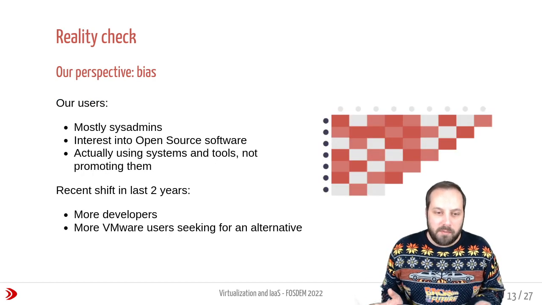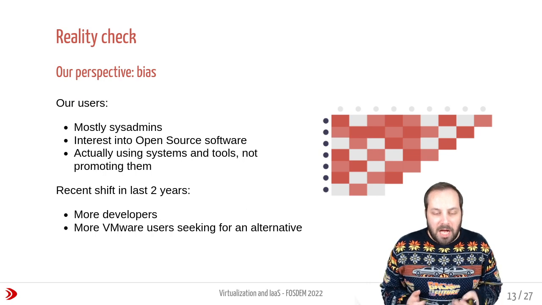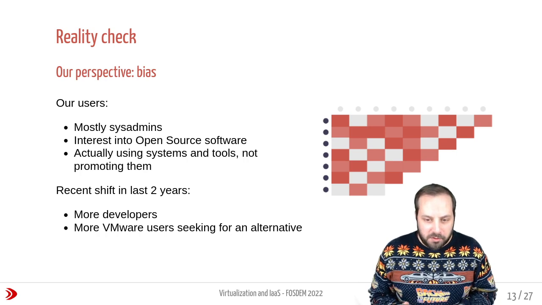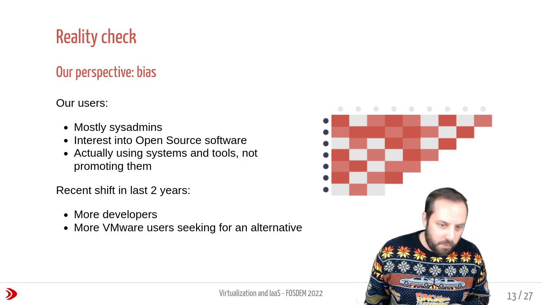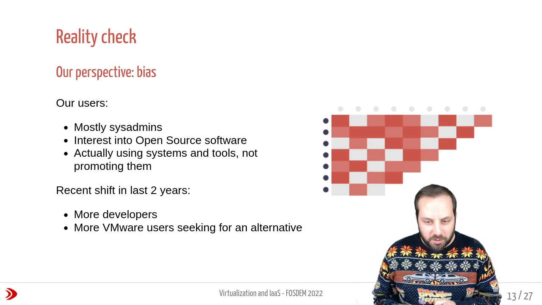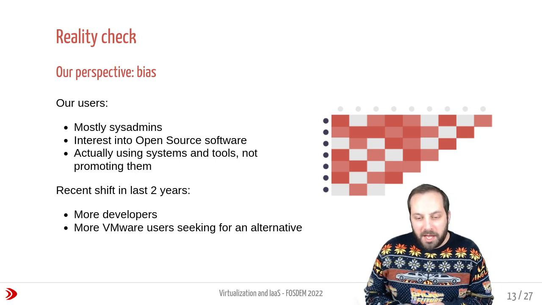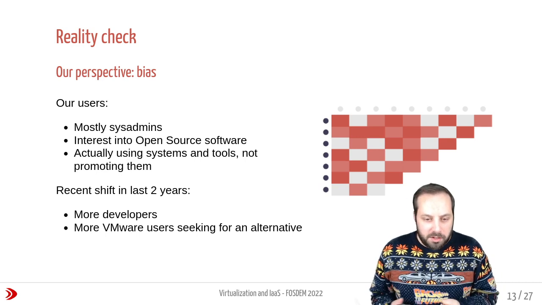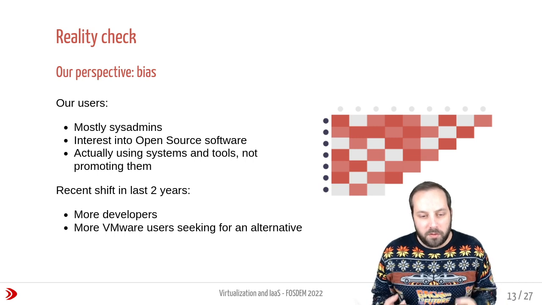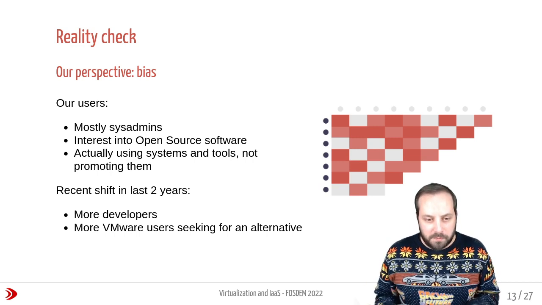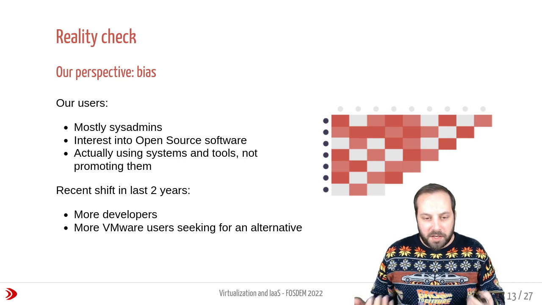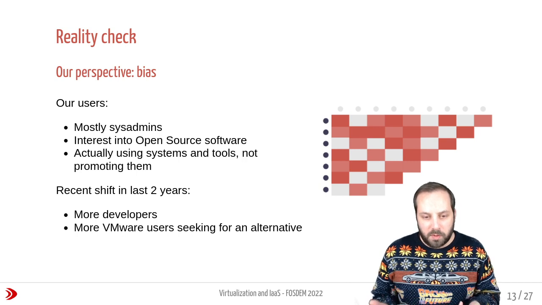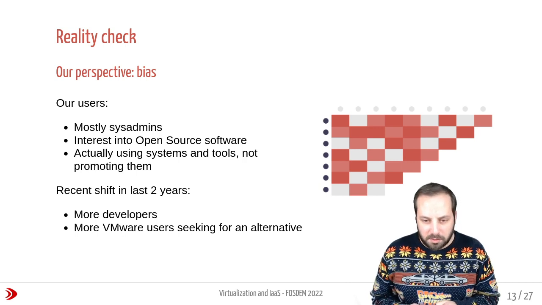So obviously, we have some bias because our users, the people we are talking to, are mainly system administrators. They're interested in open source software, otherwise they wouldn't use a fully open source solution for virtual machines. However, that's interesting because they are using those tools. They are not trying to promote anything. They are users, so their feedback is really interesting and precious for us, allowing us to modify and shape our solutions to fit the usage. So that's why I think it's relevant to discuss that today.